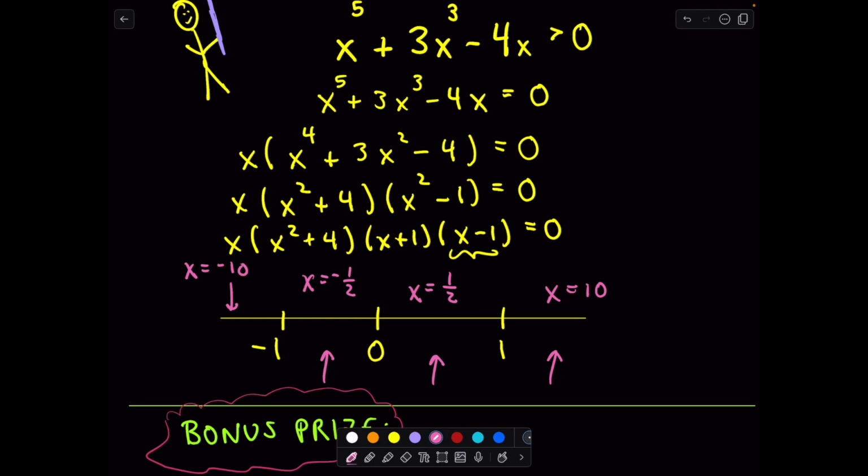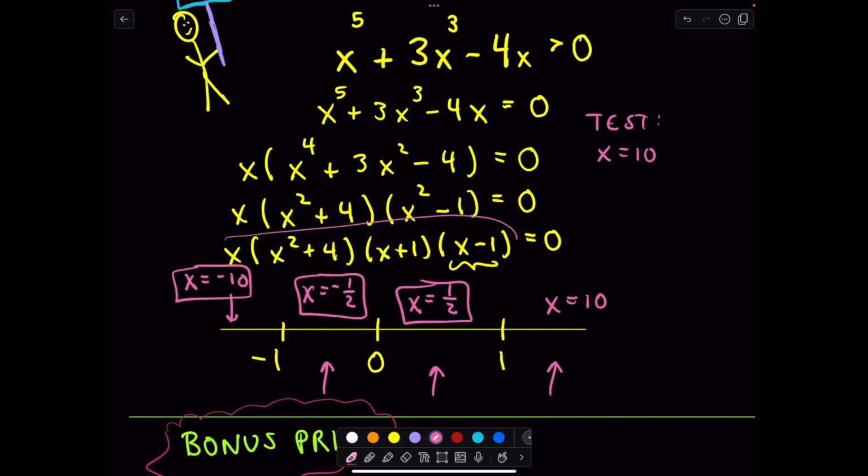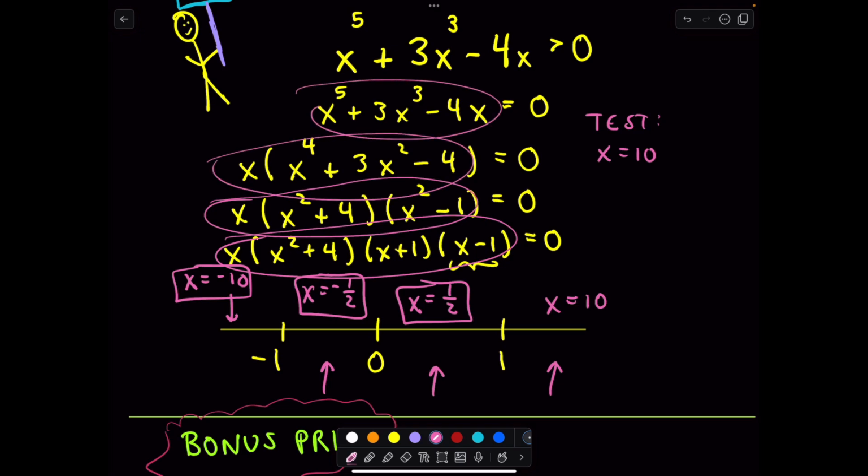So I'll test 1 point. You would have to test 4 points for the 4 intervals. So notice, for example, if I test x equals 10, you could plug it in anywhere. You could plug it in at the bottom. You could plug it in at this level. You can plug it in anywhere because they're all equivalent.